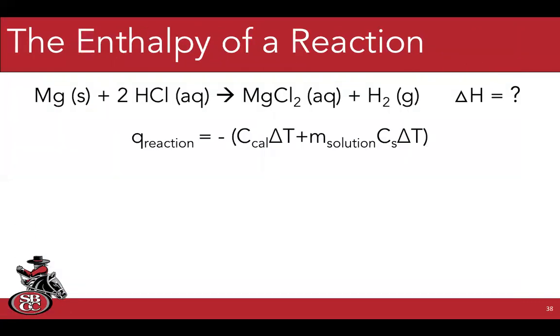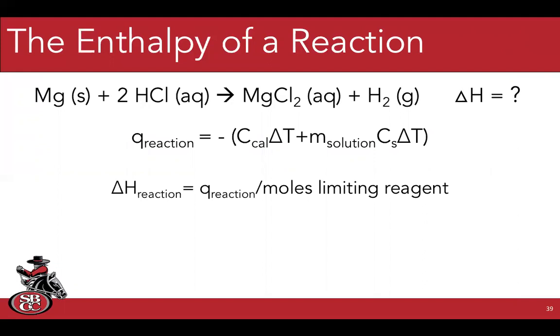So to solve for the enthalpy of the reaction, we can take that Q of the reaction, and then we have to find the moles. But unfortunately, we don't know exactly what the limiting reagent is, and so one of these won't be completely converted into magnesium chloride. So you need to find out what the limiting reagent is. To solve for the delta H of the reaction today, you want to solve for the Q of the reaction, which is the opposite of all of this stuff that's happening to the solution, and then divide by the moles of the limiting reagent.